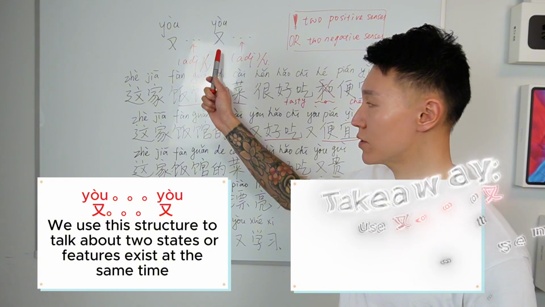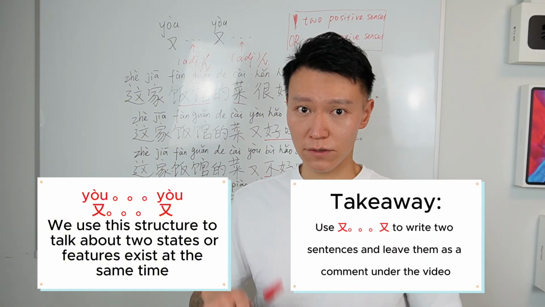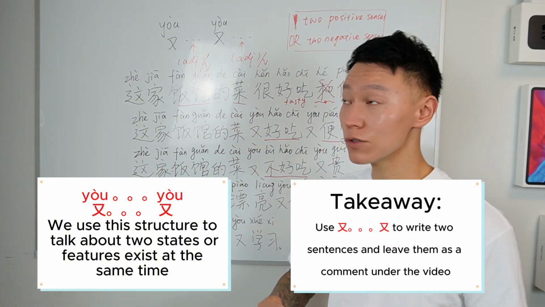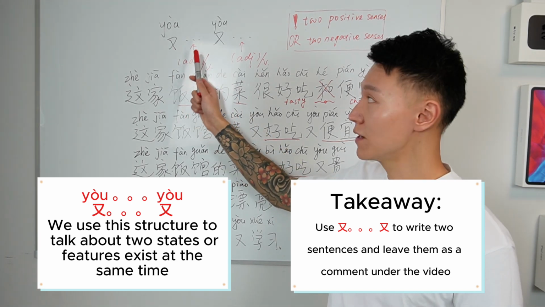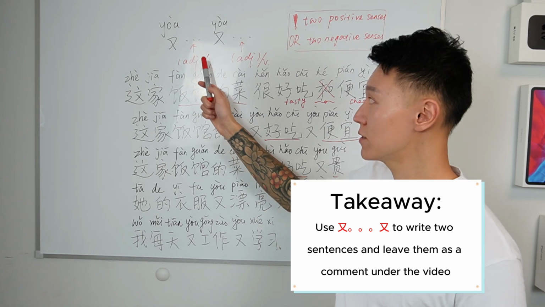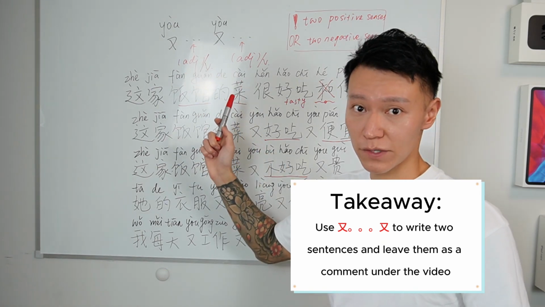I have a takeaway for you today. Please use this structure to write two sentences under the video. You should use 又 and 又 with adjectives, and in the second sentence use verbs.